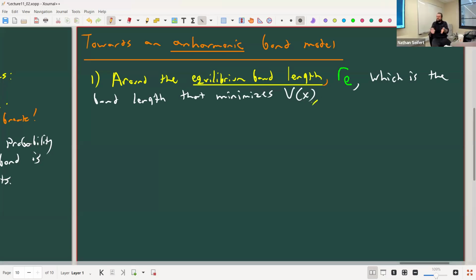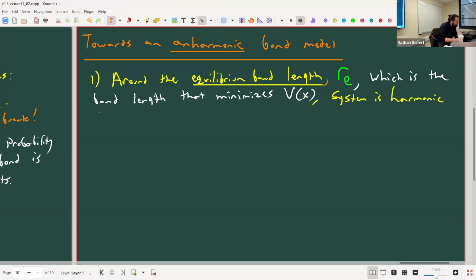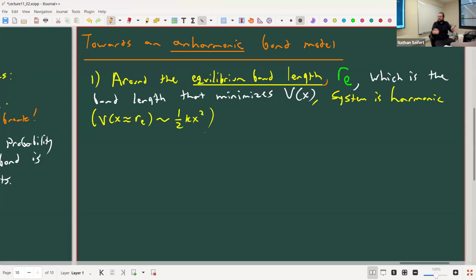So when it's at low energy, it's at the bottom of the potential, right? Low energy, sitting down there like V equals 0. It looks harmonic, right? The system is harmonic. So that means that the potential where x is around R sub E looks like 1/2 kx squared. So at the bottom of this potential, it looks like a parabola. Then as we start to stretch the bond, increase the energy of the bond, we're going to start to see deviations. We're going to have to think about the two limits of those deviations, at long distance and at short distance.